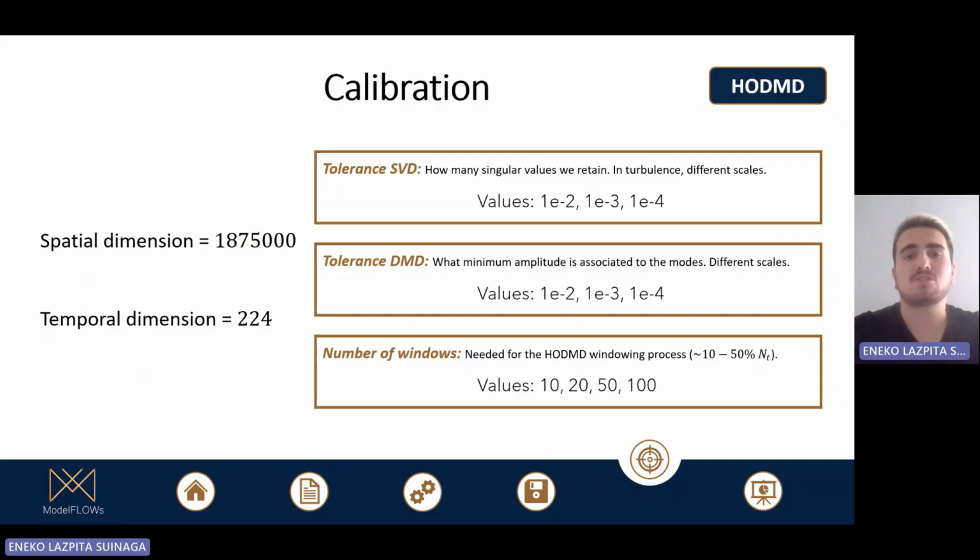And for the HODMD to act correctly and obtain good results, we need some previous calibration. Here you have some typical values for the different parameters we need to introduce to the algorithm. On the one hand, we have the SVD tolerance, where we fix the singular values we retain. Then the DMD tolerance, where we fix the minimum amplitude for the DMD modes. And finally, the number of windows we use in the sliding window process, which has to be between 10 and 50% of the total snapshots.